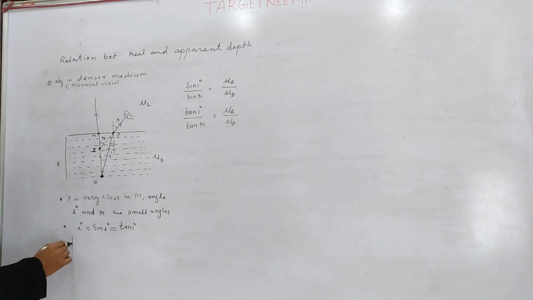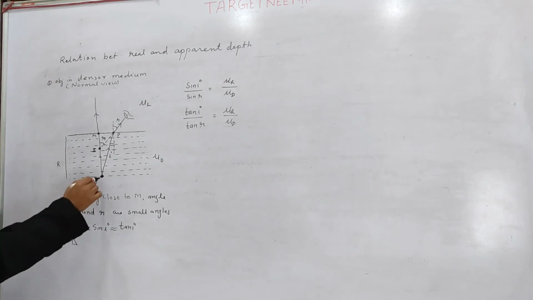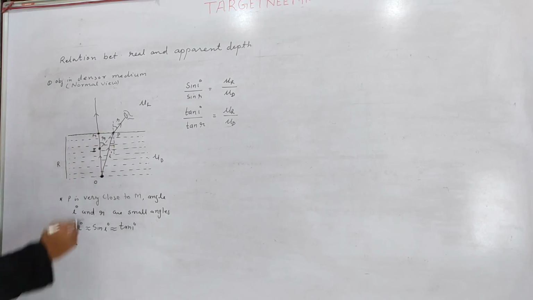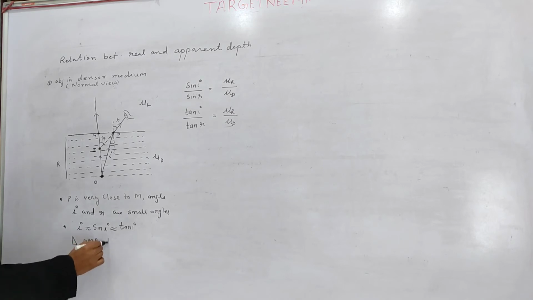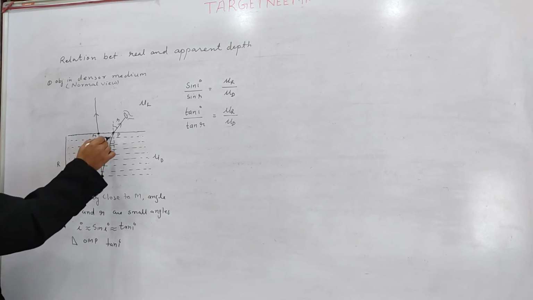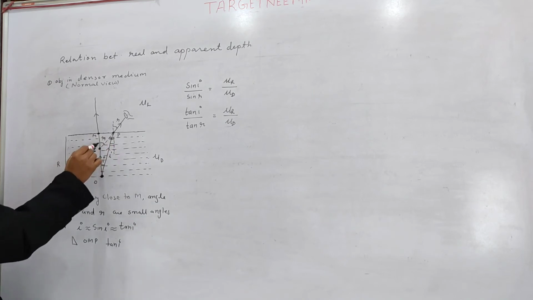Triangle, right angle triangle OMP, this right angle triangle OMP. If you write tan i, this angle is i, this angle will also be equal to i. This angle is r, and therefore this angle is r.